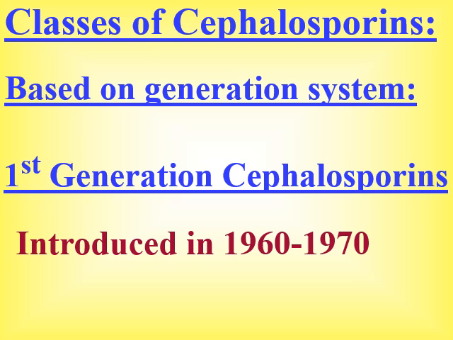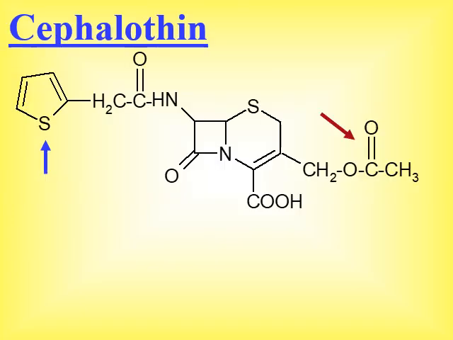So the classes of cephalosporin are based on generation. The first generation was introduced in 1960 to 1970. Why did we make second, third and fourth generation? Because the first generation has short half-life, narrow spectrum, beta-lactamase sensitivity, and poor penetration to cerebrospinal fluid. So we have to synthesize second, third and fourth.